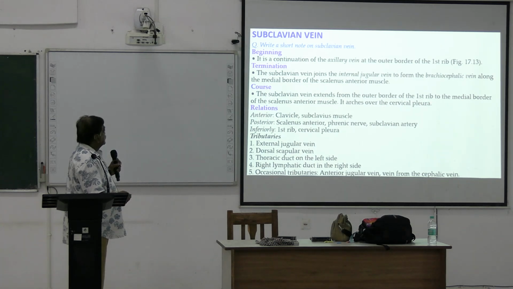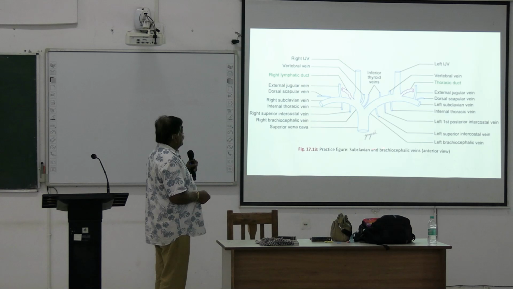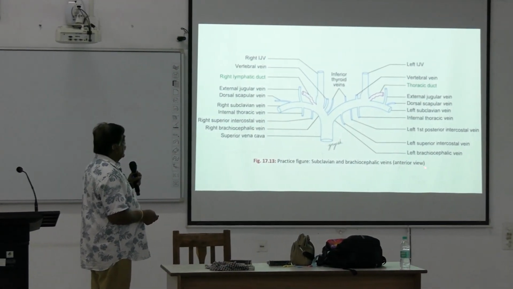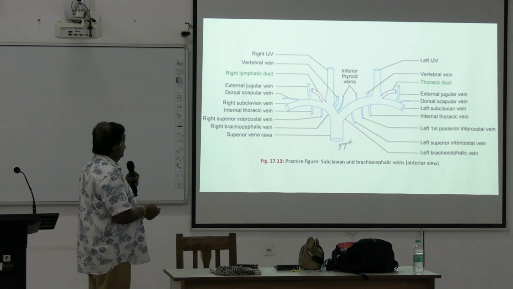Relations: anterior, clavicle and subclavius muscle; posterior, scalenus anterior, phrenic nerve, subclavian artery; inferior, first rib, cervical pleura. Tributaries: external jugular vein, dorsal scapular vein, thoracic duct on the left side, right lymphatic duct on the right side; occasional tributaries of the anterior jugular vein and a vein from the cephalic vein. Now you can see again the subclavian and brachiocephalic veins. These are the branches. This is an important figure.